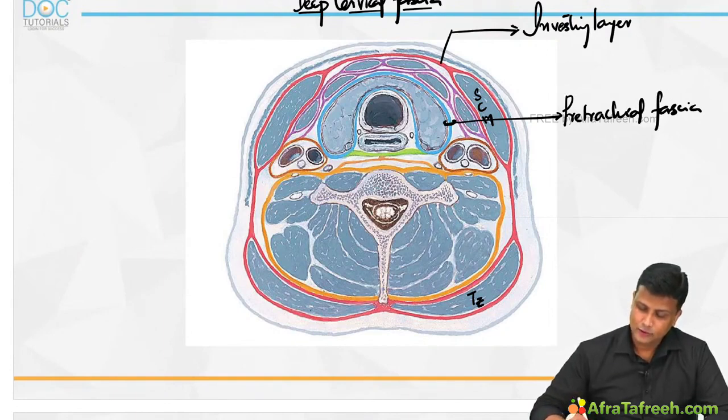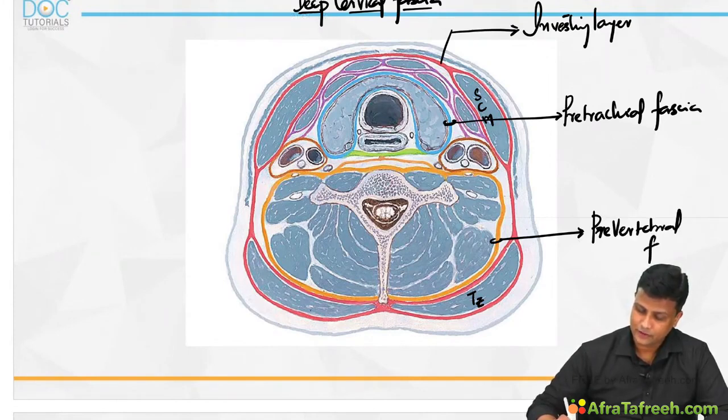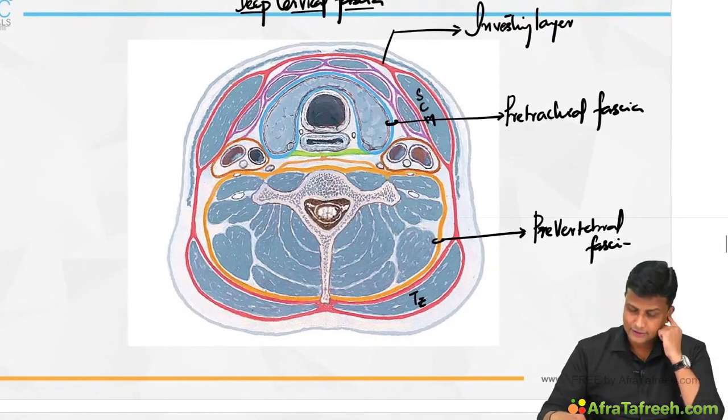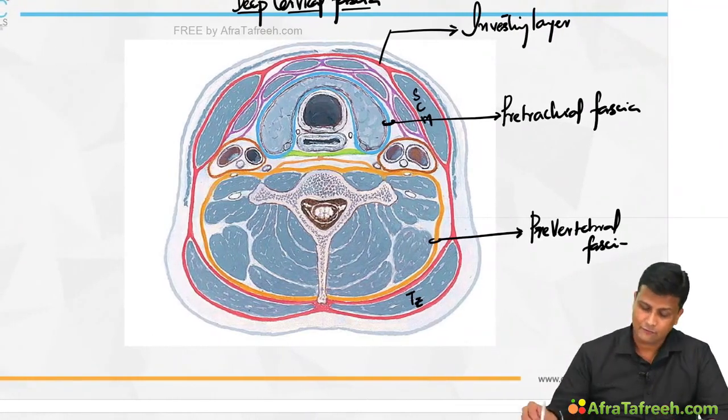And this yellow colored one over here, which is surrounding the cervical vertebrae and the muscle surrounding that one, that is nothing but the prevertebral fascia. Fine. So there will be prevertebral fascia, and then there will be pretracheal fascia and the investing layer, and finally the most important one here, the carotid sheath.